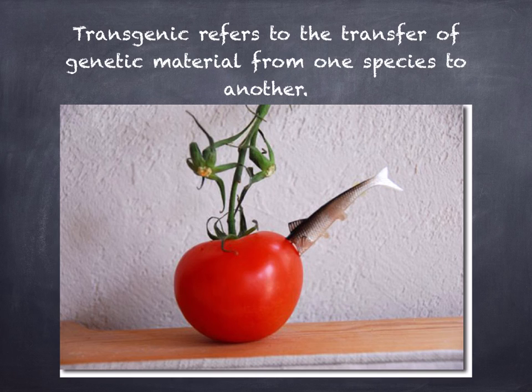Transgenic refers to the transfer of genetic material from one species to another. This is where genetic modification can achieve results that would not normally be attainable through selective breeding. One famous case of transgenics was the transfer of an antifreeze protein from a fish to a tomato, which meant that the tomato would not be damaged by frost, although this particular plant was never commercialized.